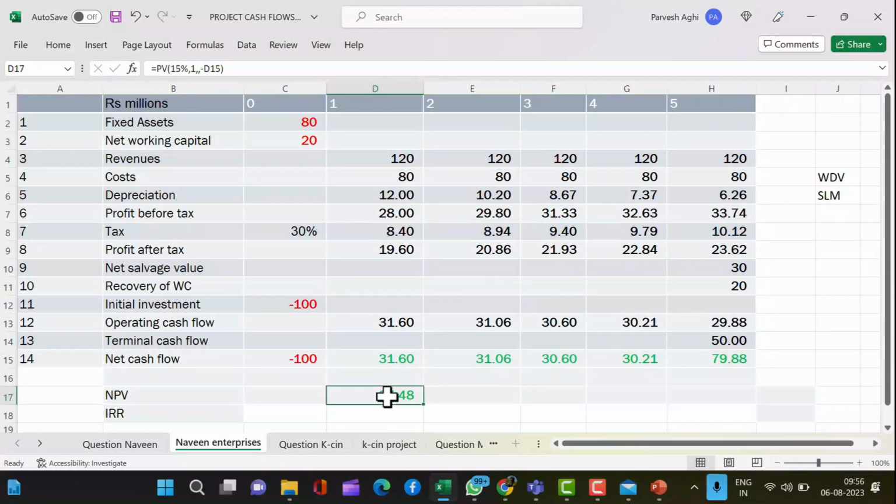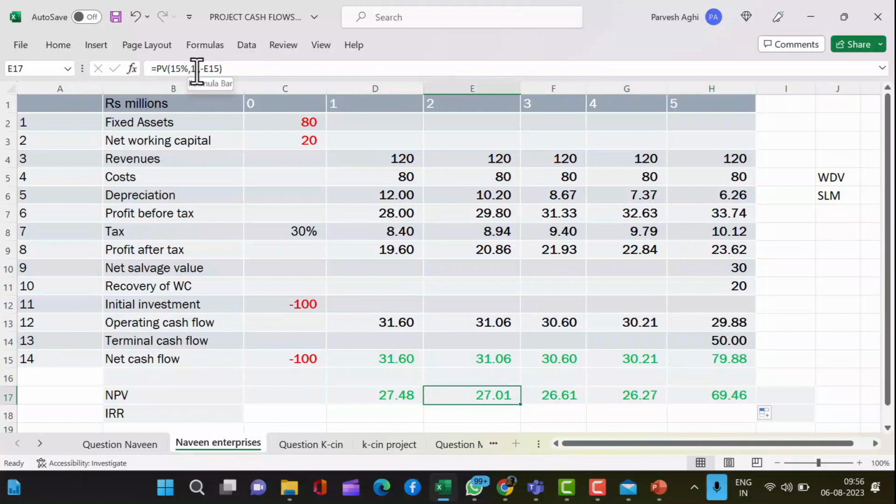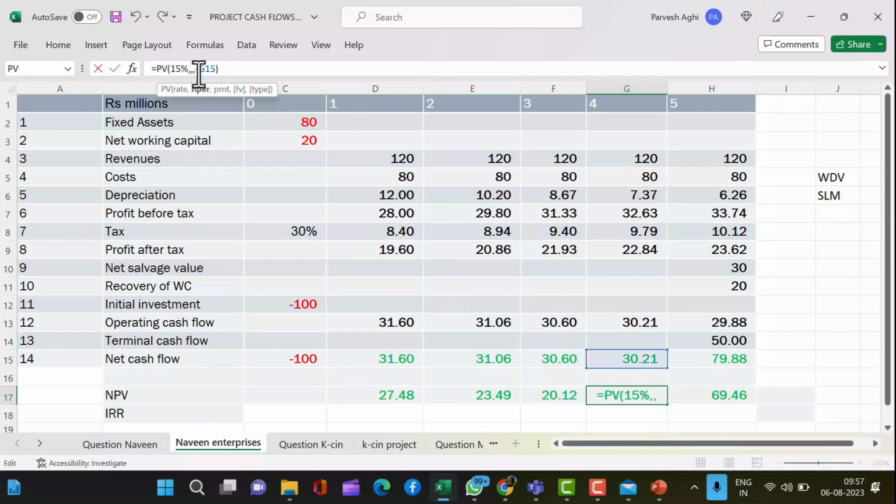27,48,000. If I'm going to discount this at 15%, the cost of capital of the company. So I'm going to do the same for all the years, and then I'm going to make a change here, 2, and make the change here, 3, okay, and make a change here, 4, and make a change here, 5.